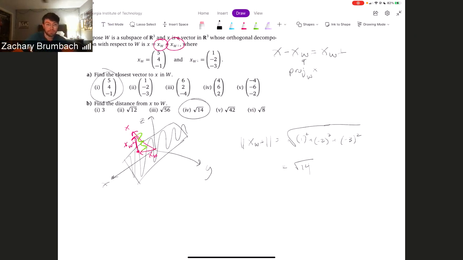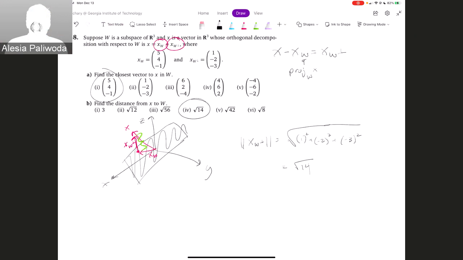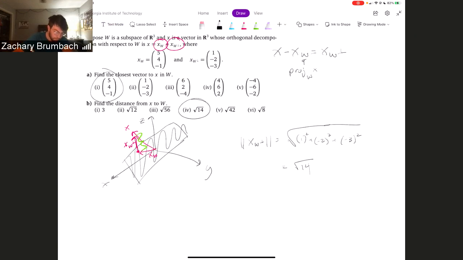What is xw in this case? Yeah, it is the projection. It is the projection of x onto w, okay? Which is the same thing as, like, the closest point is the definition of the projection. Okay. Cool. Questions about this one?